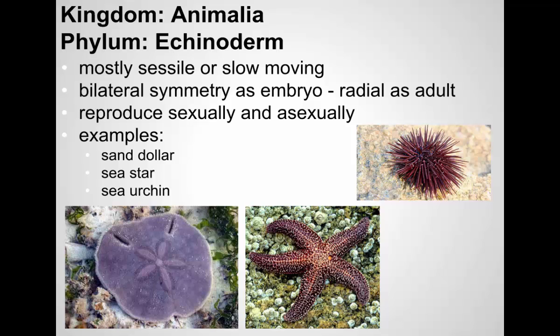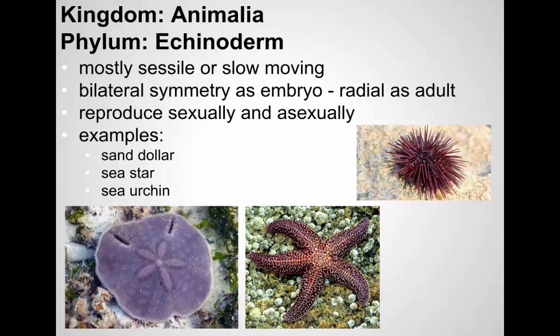Phylum Echinodermata, the echinoderms. The term means spiny skin. Many of these have radial symmetry. Most of them are sessile or move very slowly. Some do move. Some have bilateral symmetry as larvae, and then radial symmetry as an adult.